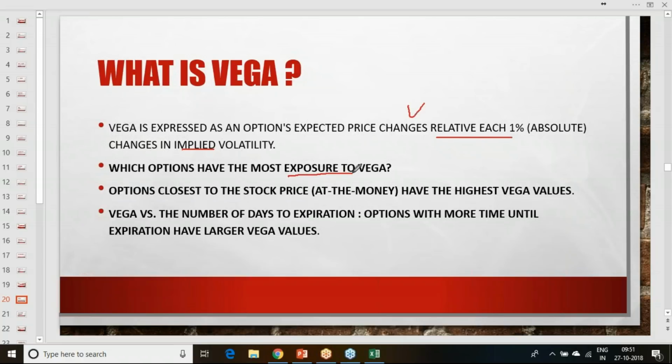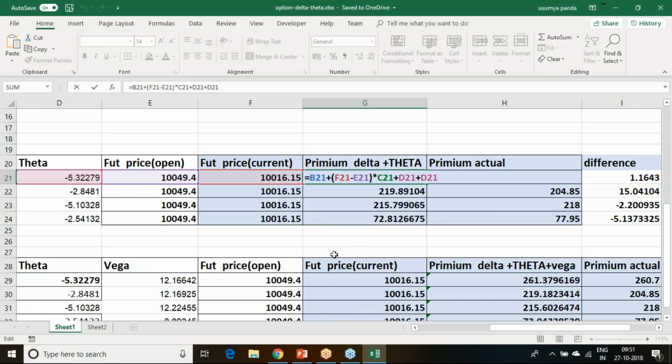Which option has more exposure to Vega? The at the money options. Vega versus the number of days to expiration: options with more time until expiration have larger Vega premiums. So now coming to this Vega, Vega will further refine our premium calculation.